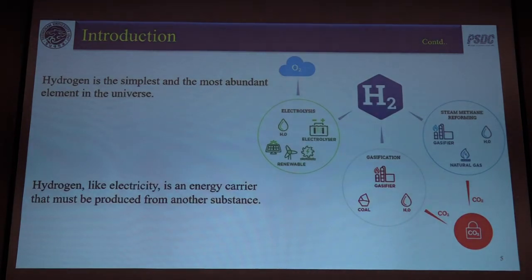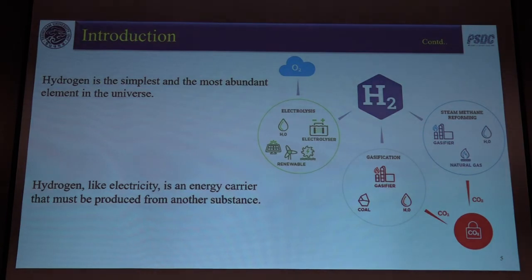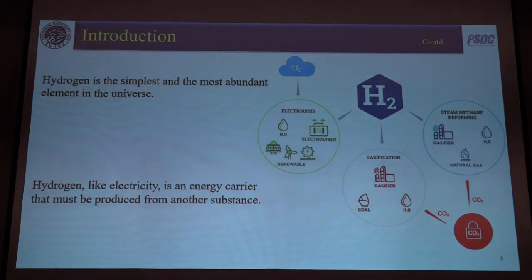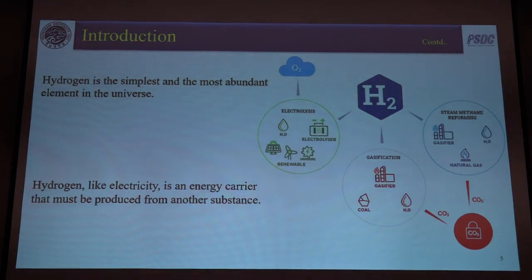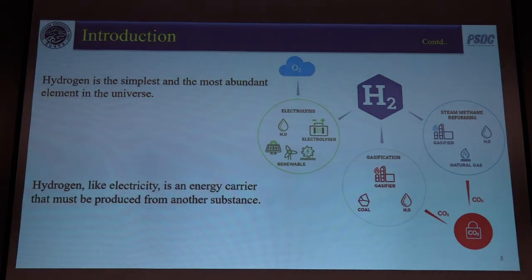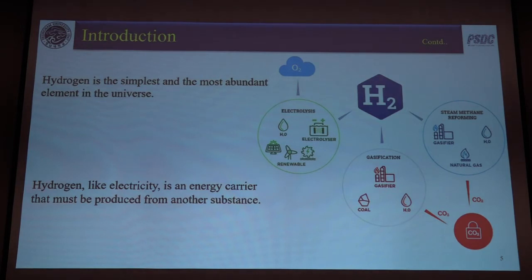Now, we know hydrogen is the lightest and most abundant of the components in the universe, not only on the Earth, but in the universe itself. But it is not freely available. It has to be produced, just like electricity. That is why currently we are relying on fossil fuels. More than 80% of hydrogen is produced from the reforming of natural gas.